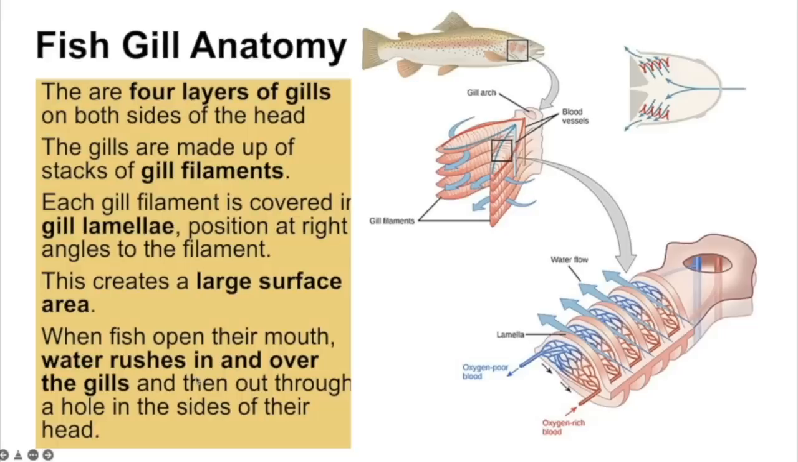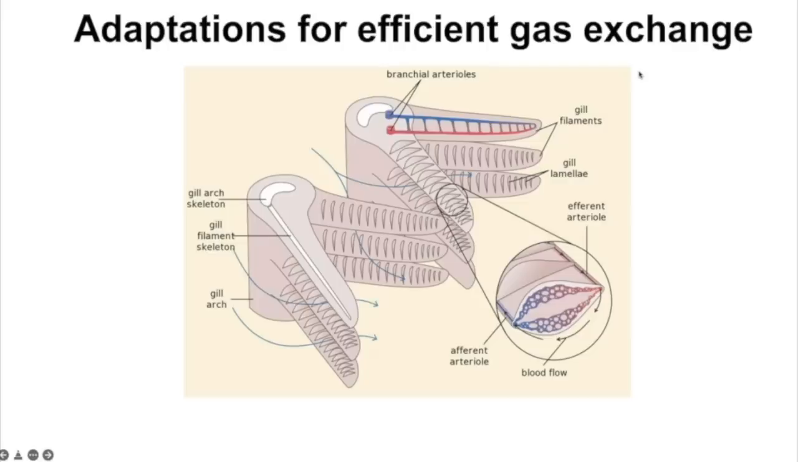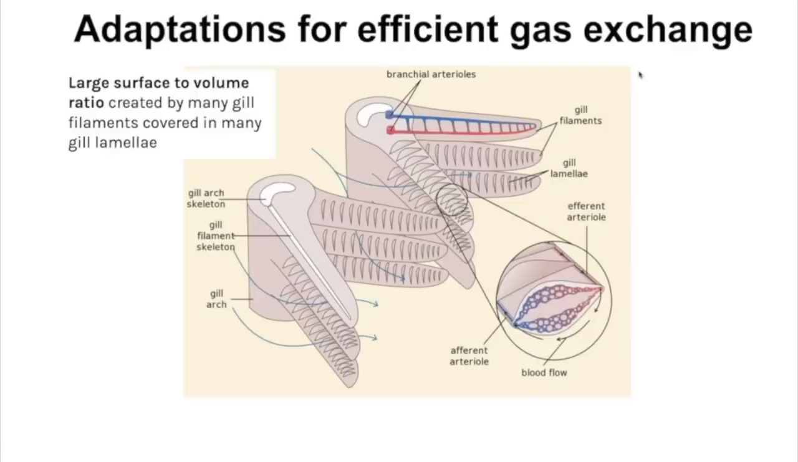Now when a fish opens its mouth while it is swimming, water rushes in and then actually comes out the side of their head, which means that the water rushes over the gills. So the water enters here and then it goes over the gills on both sides of the head, where they have these 4 layers of gills with the gill filaments and the gill lamellae. So the next thing is looking at the additional adaptations.